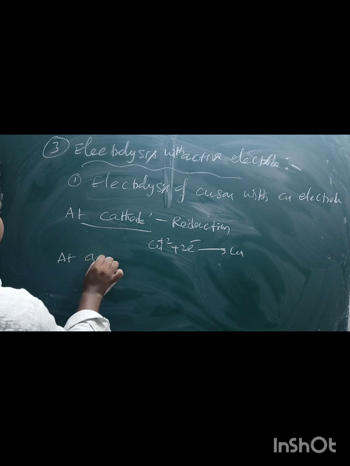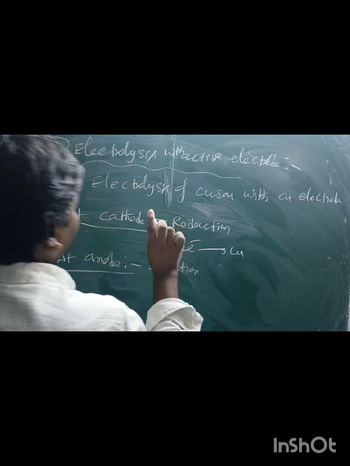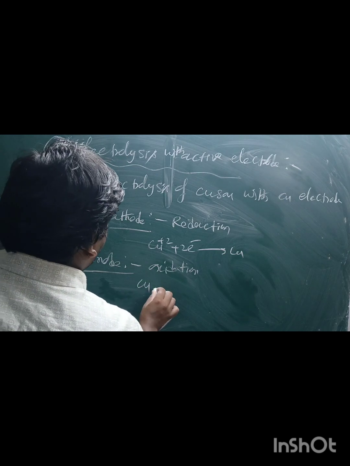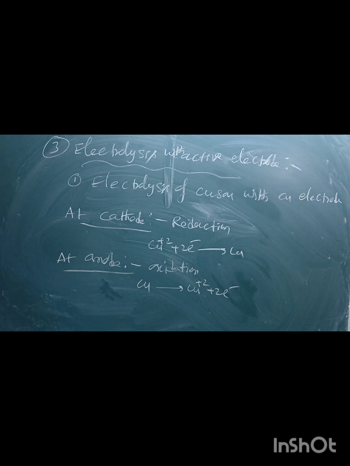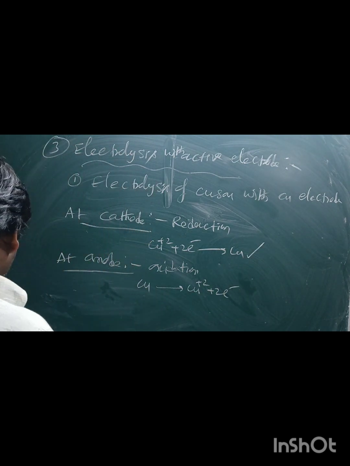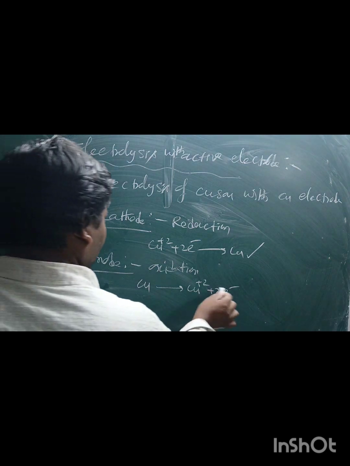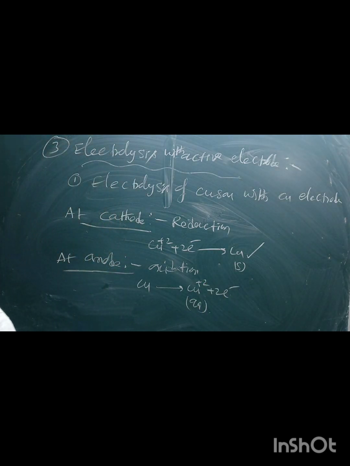At the anode, oxidation takes place. At the active electrode, only the oxidation reaction of the same metal occurs. Copper tries to lose 2 electrons, forming Cu2+ and 2 electrons. That means here at the cathode copper metal is deposited. At the anode, Cu2+ is formed in aqueous form. This is the solid going into aqueous form.